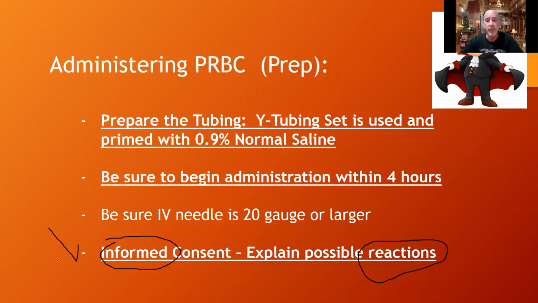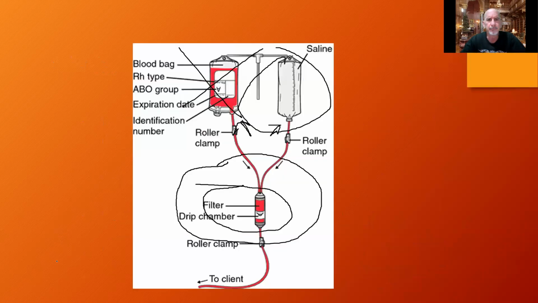Usually when you say 1 in 1 million chance, they go, oh, okay. But you do want to alert them to the reactions. So if they get a blood transfusion, then suddenly they start getting pain or start developing a fever, they kind of know what's going on. So there's our blood tubing.